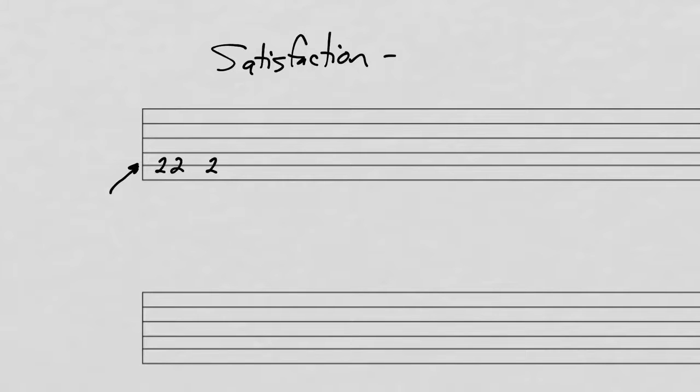So the next thing we'd have then would be 2, 4, 5. So you'd play 2, 2, 2, 4, 5. Just imagine Satisfaction there. Then it's going to go 5, 5, 4, 4. So you're going to go 2, 2, 2, 4, 5, 5, 5, 4, 4, and then you'd start all over again. So this is just an example of how you could read tablature. Let me go back up here.